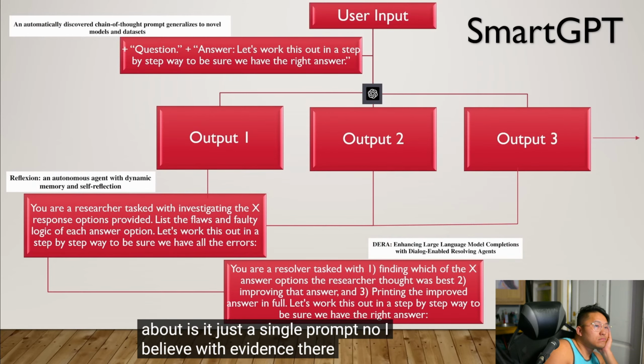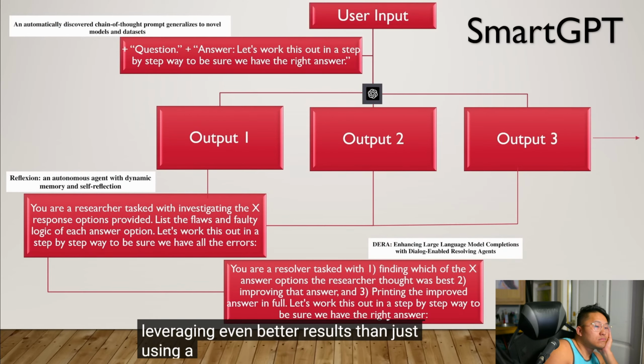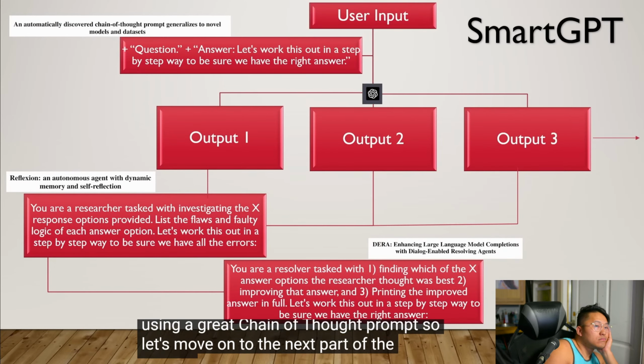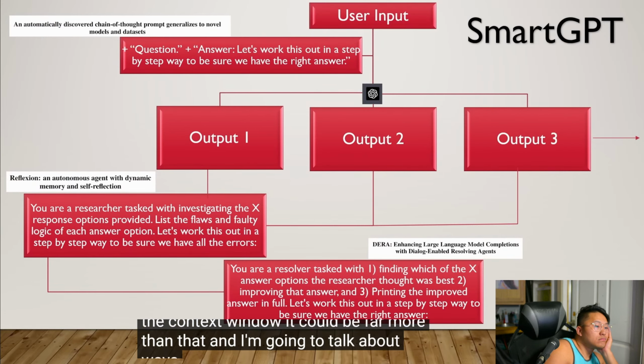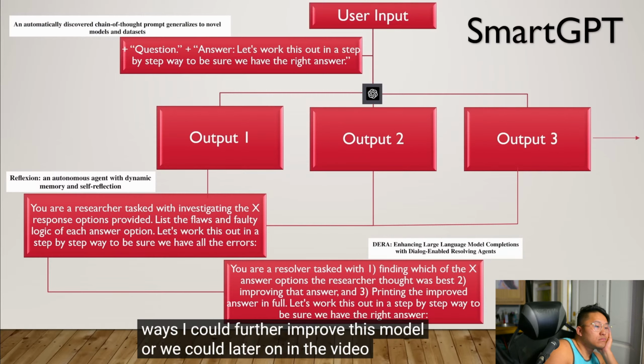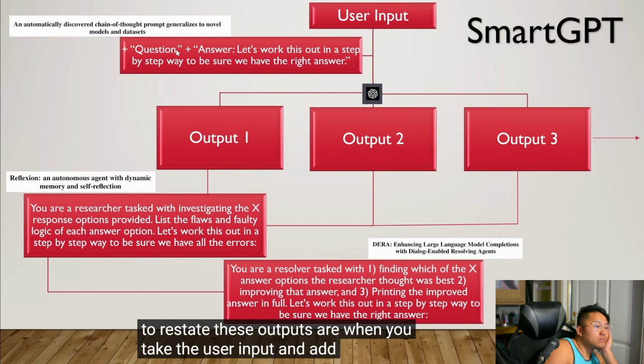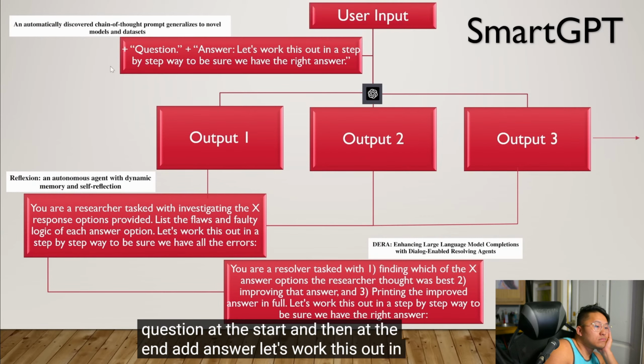No, I believe with evidence, there are ways of leveraging even better results than just using a great chain of thought prompt. So let's move on to the next part of the system, these different outputs in the middle. For my tests, I typically did 3 outputs, but of course, depending on the context window, it could be far more than that. I'm going to talk about ways I could further improve this model, or we could, later on in the video. Just to restate, these outputs are when you take the user input and add the word question at start, and then at the end add "answer, let's work this out in a step-by-step way to make sure we have the right answer."